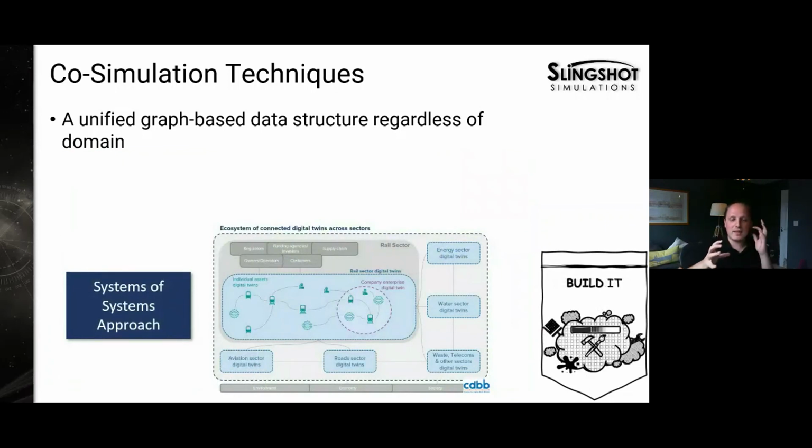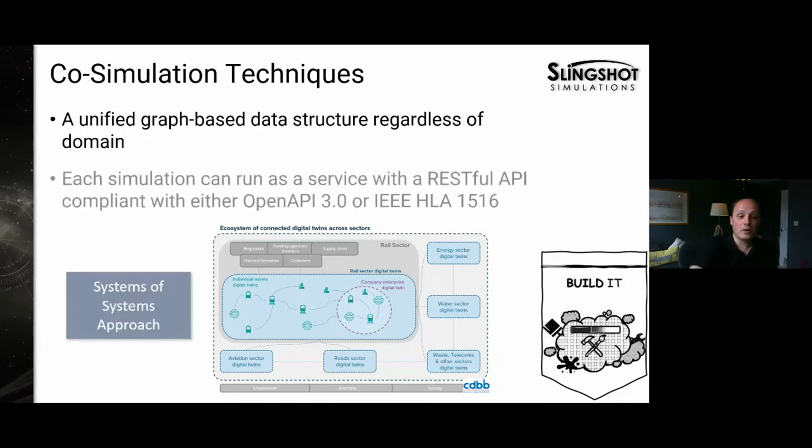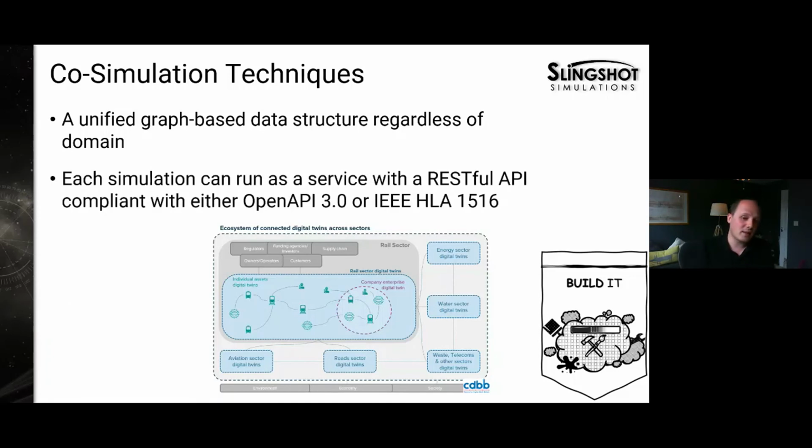Underpinning this approach is a systems-to-systems approach. As a computer scientist, this is our natural bread and butter. And this diagram from CDBB really highlights this quite nicely for the rail sector, where we look at how we take individual assets, individual digital twins or simulations. They need to be linked together as assets within a systems of systems model. And slowly you build up a hierarchy of models or digital twins of digital twins that are interrelated, can operate together, can work together and provide added value where the sum of the parts is much greater than the individual parts. In order to achieve that, however, we need standards.